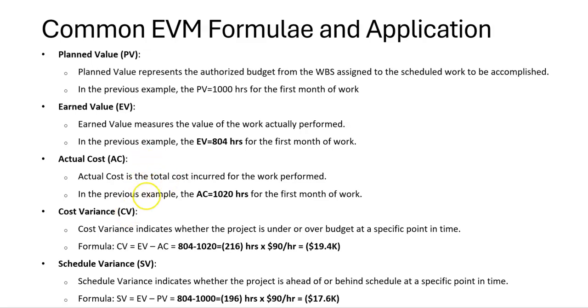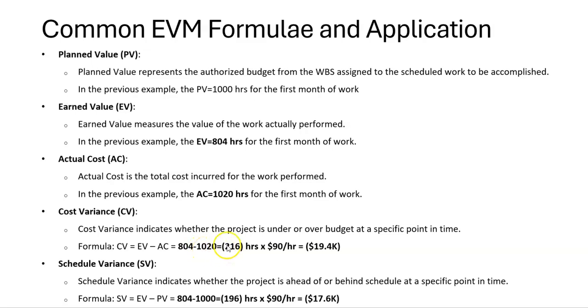And as you can see, cost variance indicates whether the project is under or over budget at a specific point in time, in this case the end of the first month. So the cost variance equals the earned value minus the actual cost. So our earned value was 804, actual cost was 1,020.